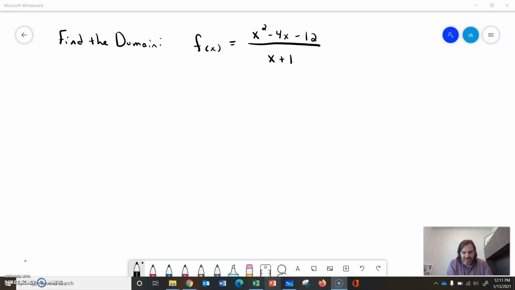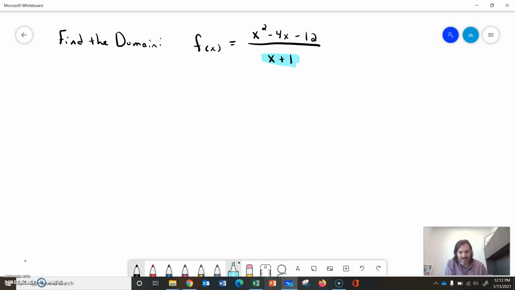So we always ask ourselves two questions when trying to find the domain from an algebraic expression. The first is, is there a denominator? And there is, and that denominator is x plus 1. The other question is, is there a root? And there is not. So we're just going to focus on this denominator.